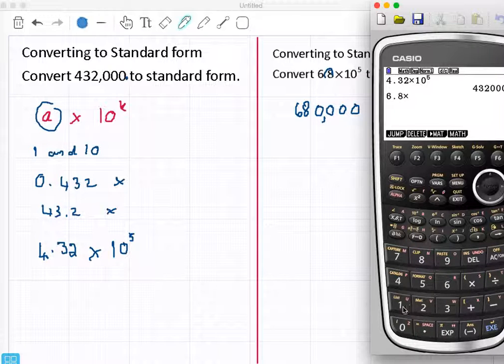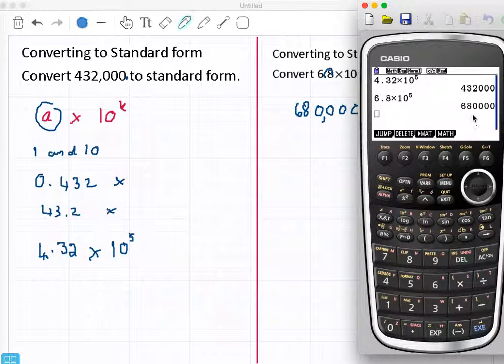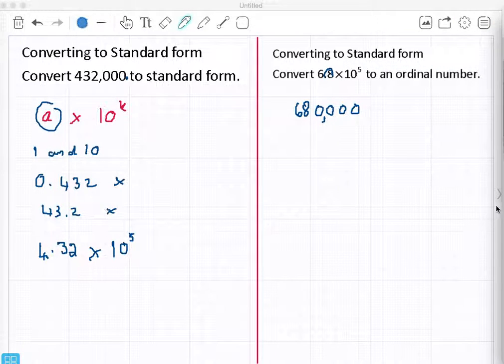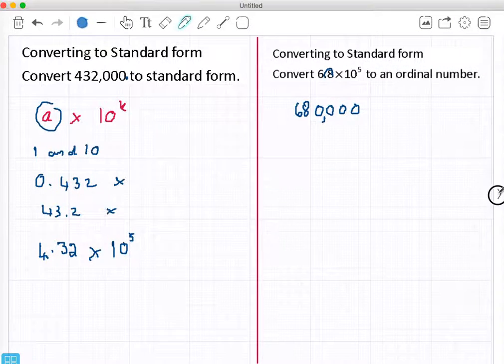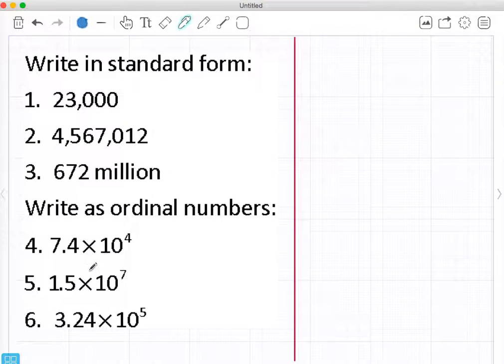6.8 times 10 to the power of 5. So we've got the 6.8 and 4 zeros. Okay, I'm going to stop the video now, and you can pause it rather, and look at these questions and answer these questions, and I'll do the answers afterwards.